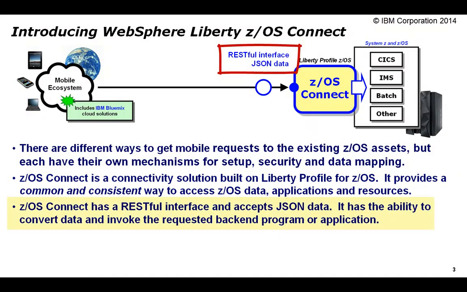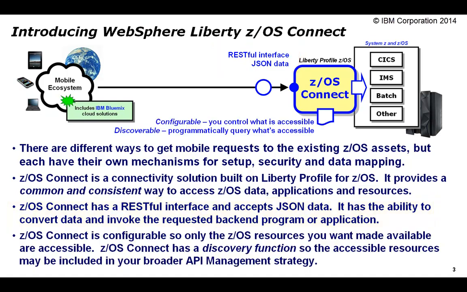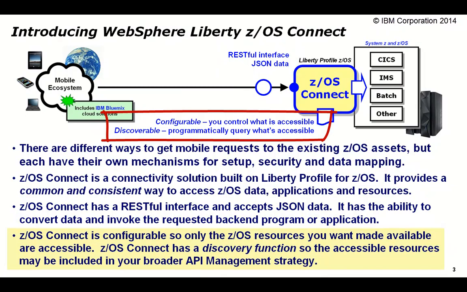zOS Connect has a RESTful interface, accepts JSON data from mobile devices, and has the ability to convert the data before invoking the requested back-end program or application. zOS Connect is configurable. You control what back-end programs are accessible. The security model allows you to control who may access the back-end programs. And it has a discovery function that allows mobile or cloud developers to programmatically query what back-end programs are available.